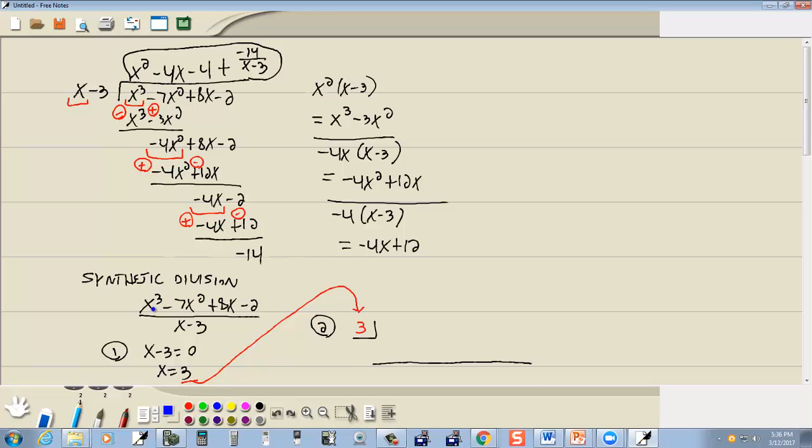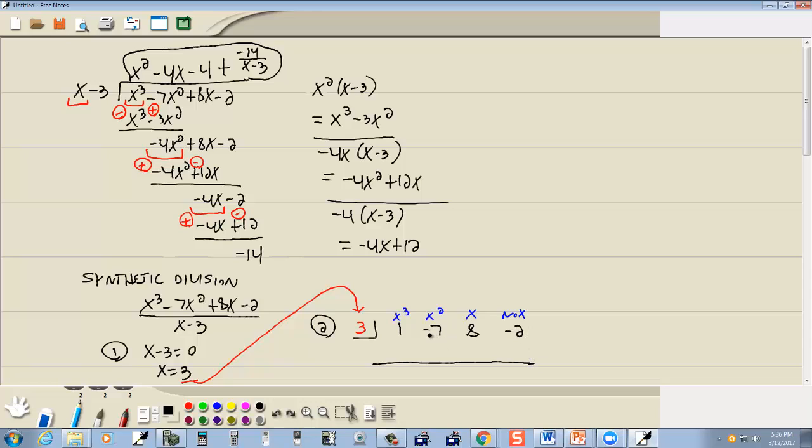Now we want to identify our largest power, which is x to the third. So real small across the top, I'm going to write x to the third, x squared, x, and no x, our constant term. And then I write down whatever number's in front of them. The number that's in front of the x to the third is an invisible 1. The number in front of the x squared is negative 7. The number in front of the x is 8. And the no x, a constant term, is negative 2.